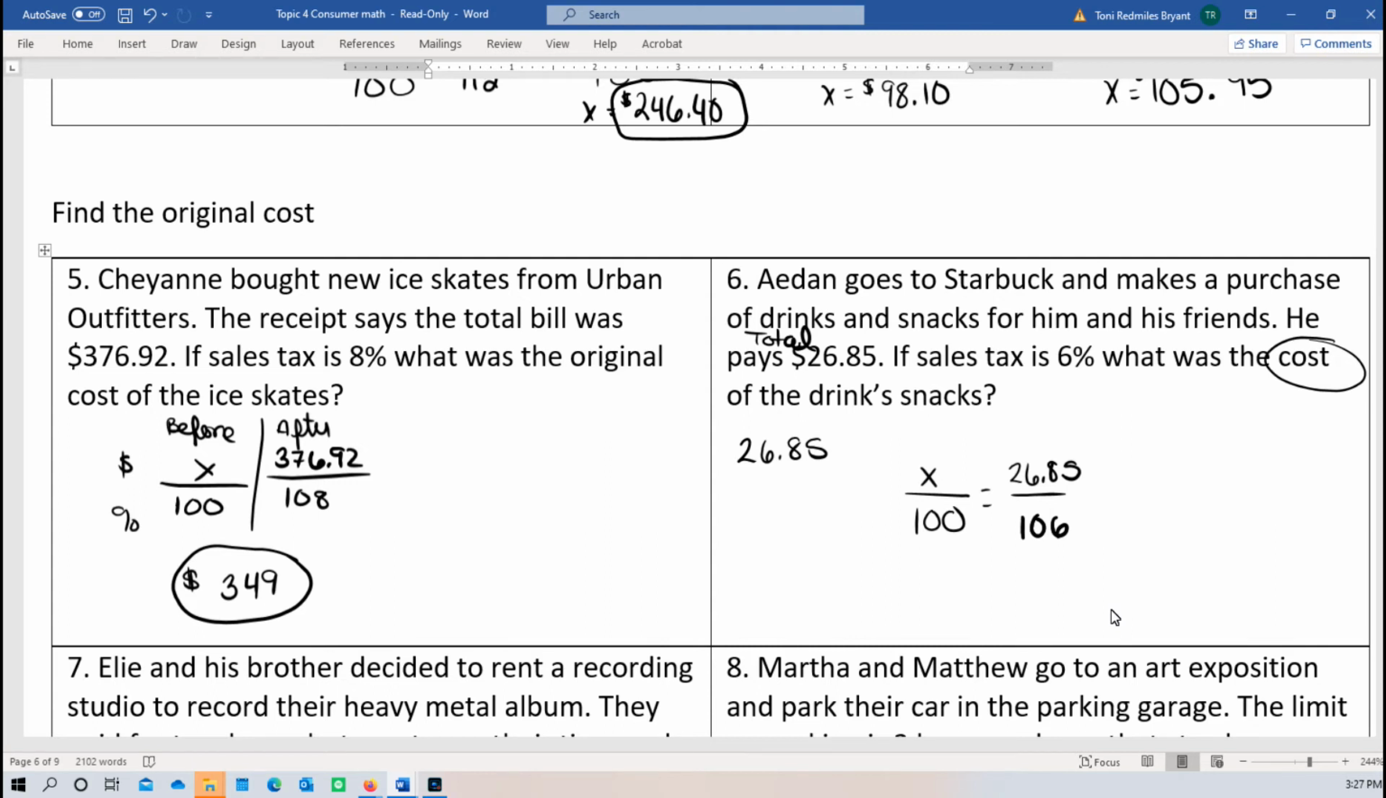So we're paying above what it costs at Starbucks, and if we do that proportion, if we do the math, we're going to get $25.33. That's how much it cost before. You notice I'm not doing the math as much anymore. And that is because by this point in the class, you should know how to do a proportion. All right, very good, very good.